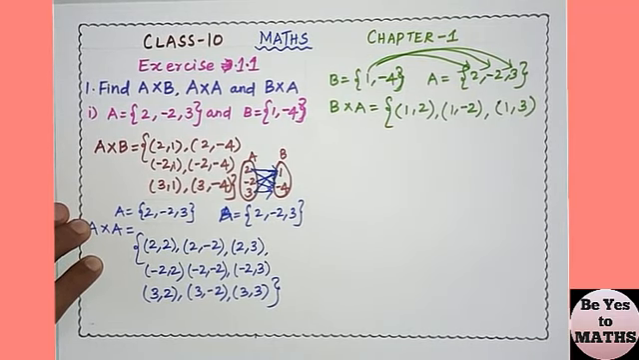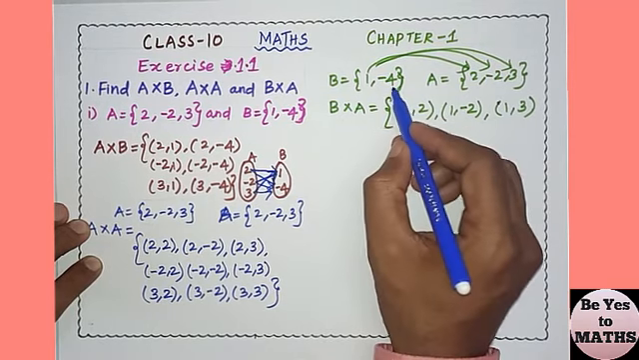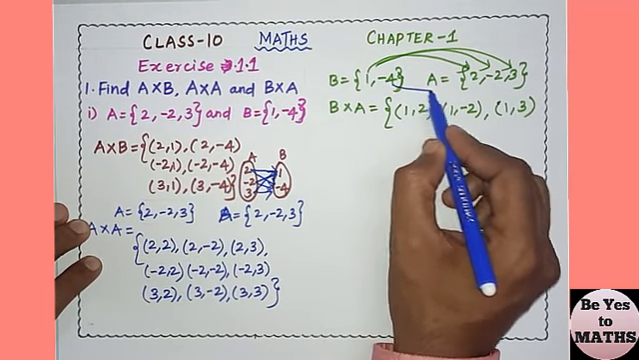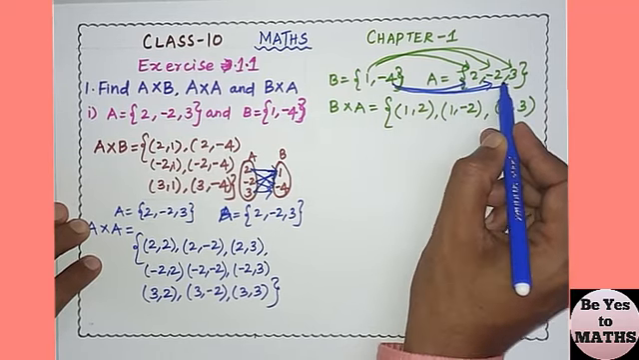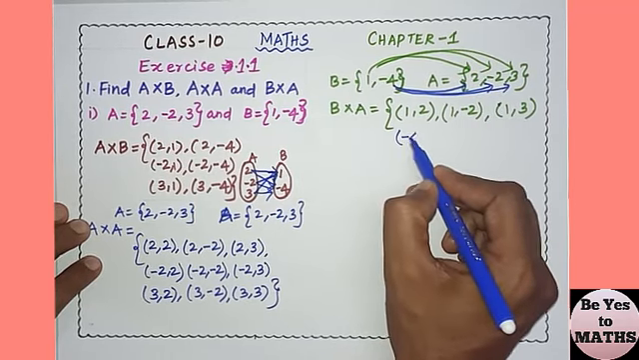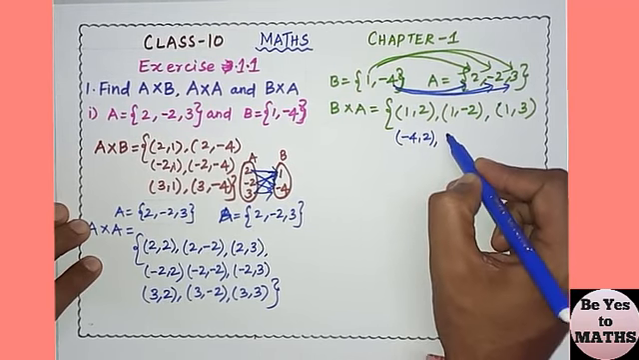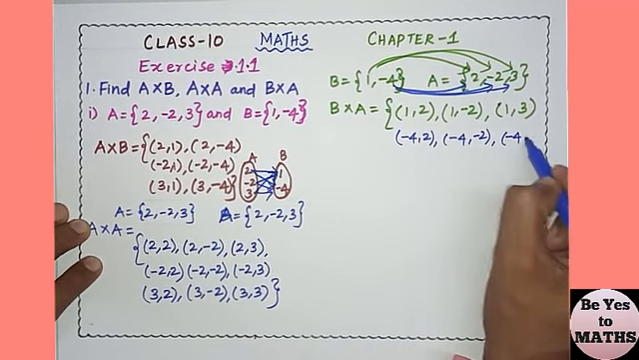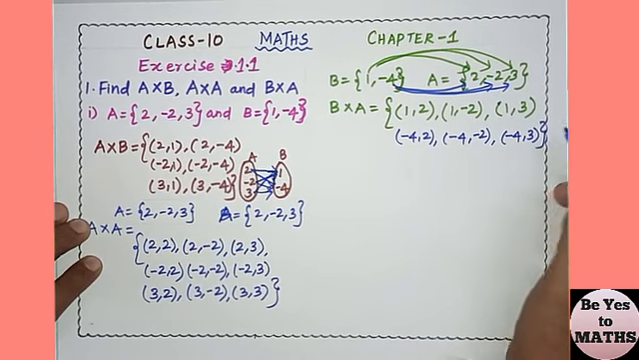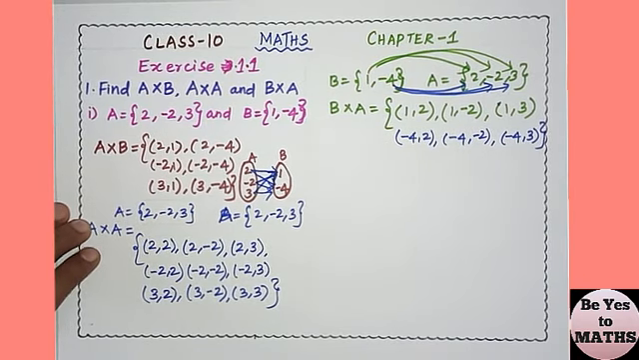Now take element minus 4 and pair with all the elements in A. Very simple one. Minus 4 comma 2, minus 4 comma minus 2, minus 4 comma 3. This is for subdivision 1.